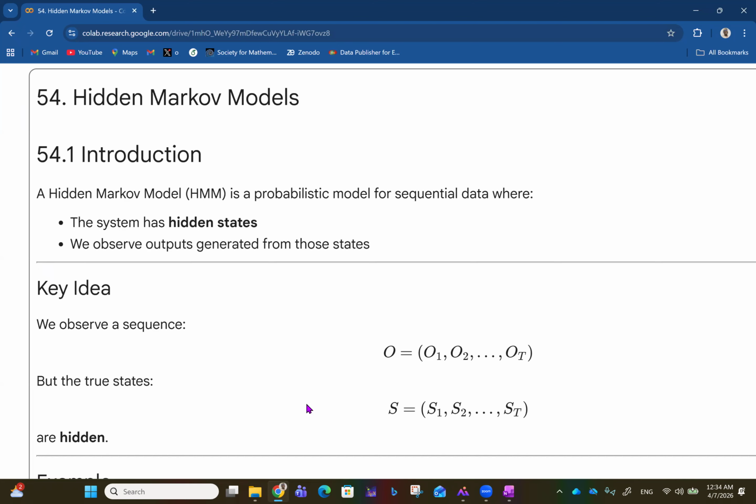So the key idea here is that, first of all, we observe a sequence. Let's say you have sequence O, which is O1, O2, up to OT. But the true states, S equals S1, S2 up to ST, are hidden, right? That's the basic idea in hidden Markov models.